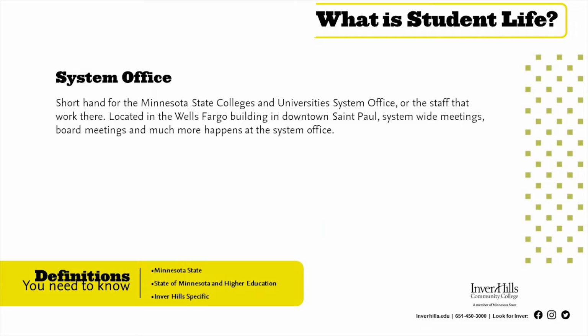I mentioned the system office in the last slide. They're the ones that are going to distribute the appropriation, and the system office is what we refer to as the main headquarters of the Minnesota State system. It's in downtown St. Paul in the Wells Fargo building. It's where Minnesota State Colleges and Universities guidance, policy, and staff work.